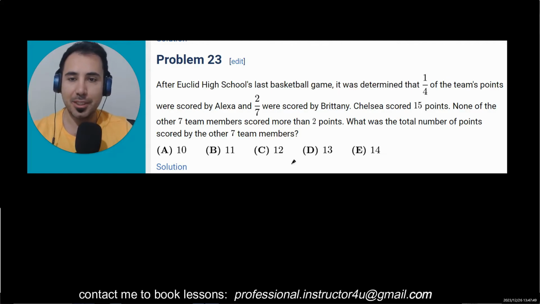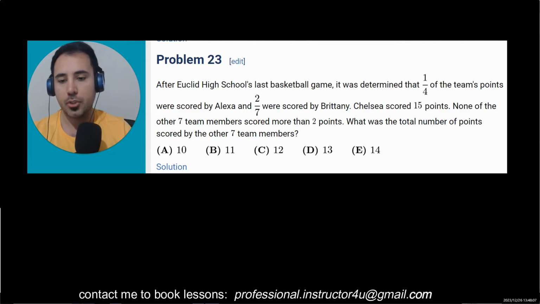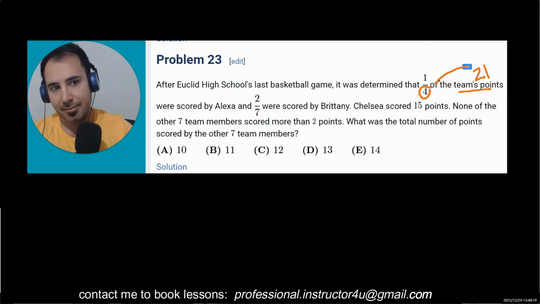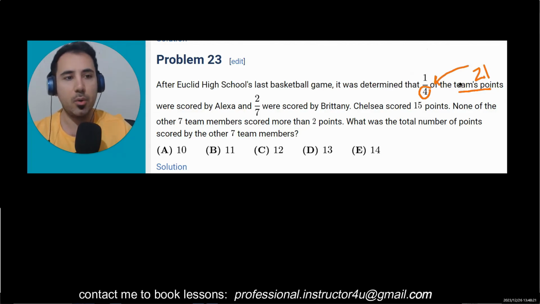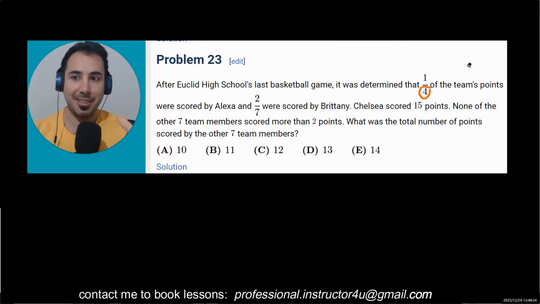Okay, so let's read the question and I'll tell you how you could do this one very easily. After a high school's last basketball game, it was determined that 1/4 of the team's points were scored by Alexa. Okay, so what do we know? Whatever the number is, we can divide it by 4, right? Can the total score of the team be 21? No, because we can't divide it by 4. So we know whatever the number of points is, we could divide it by 4.